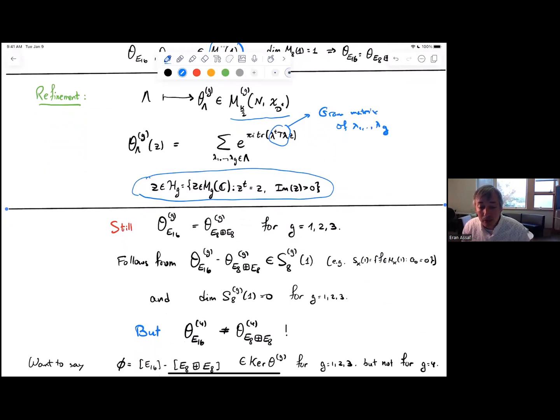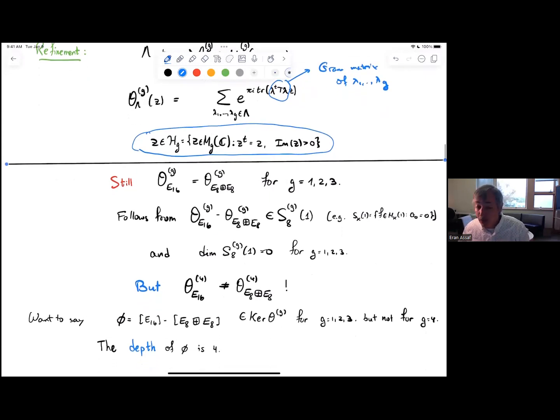Now, I want to think of this phenomenon of looking at the difference as something slightly different. So instead of looking at the theta series of each of these lattices and then subtracting, I would like to say that I took the difference of these two lattices and I mapped it using the theta series. So I have something in the kernel of this map for G equals 1, 2, 3, but not for G equals 4. That will lead us to the constructions we will see in a bit. That's the idea behind them.